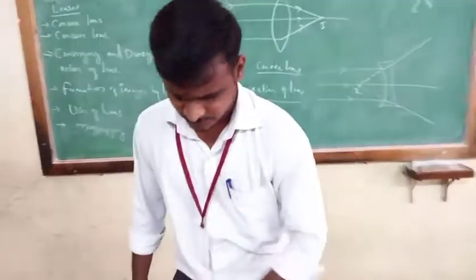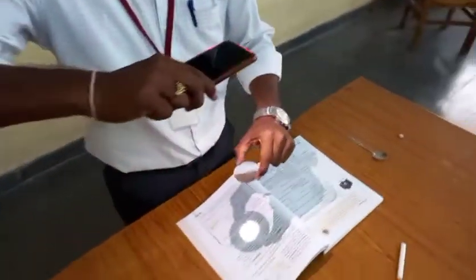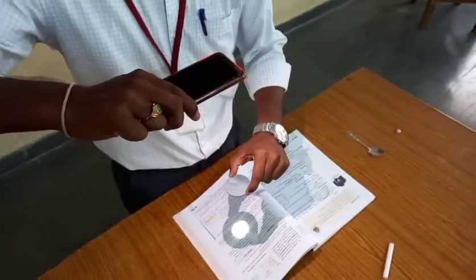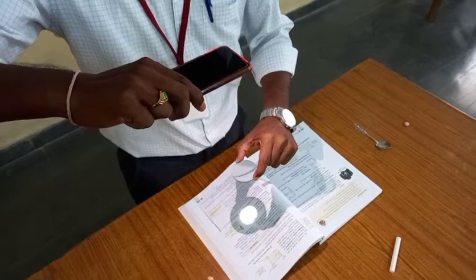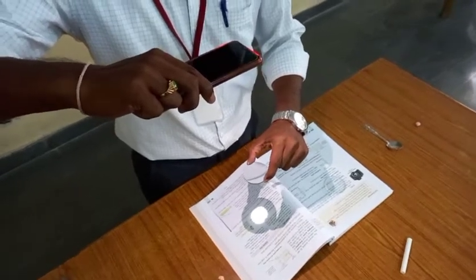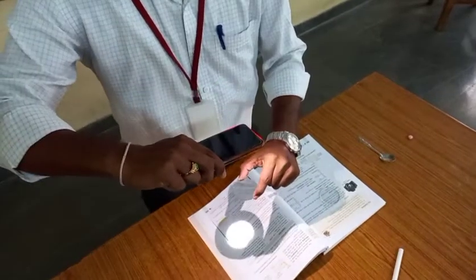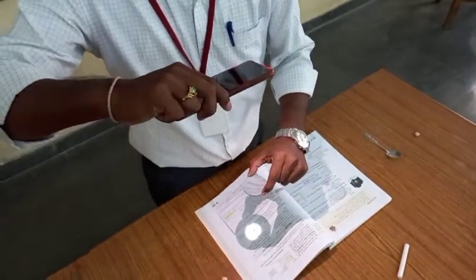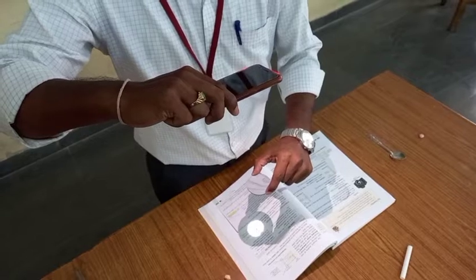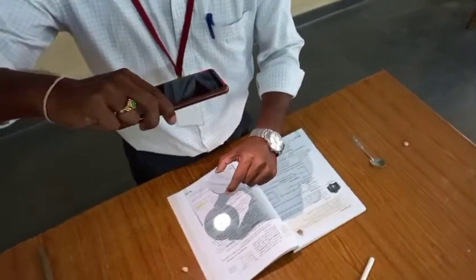See here carefully, I am following a ray of light on a convex lens. See, I am following a ray of light on a convex lens.